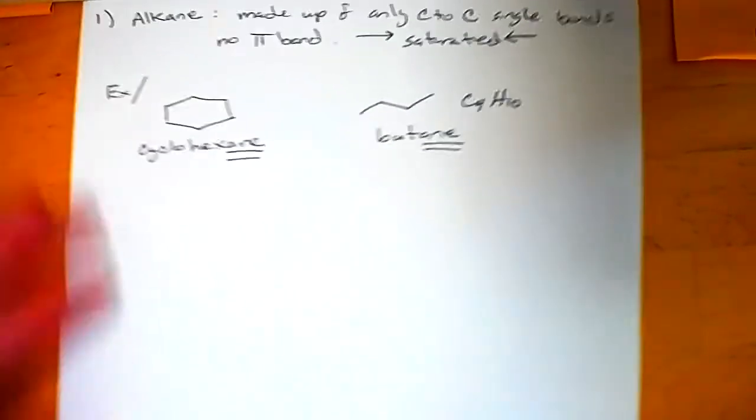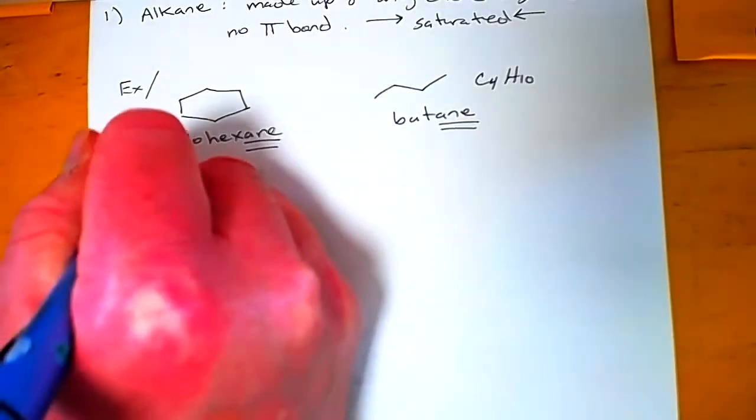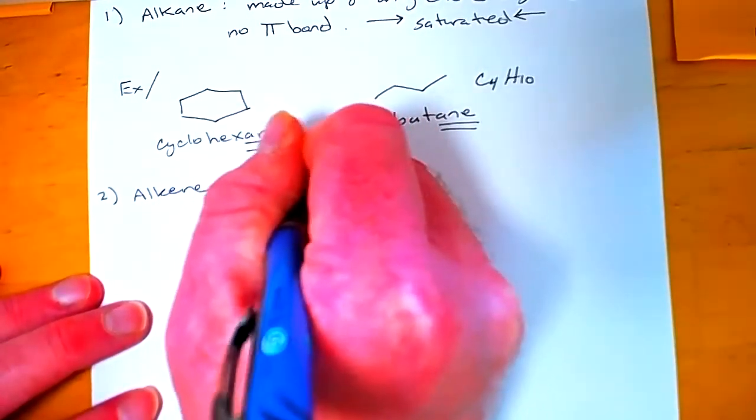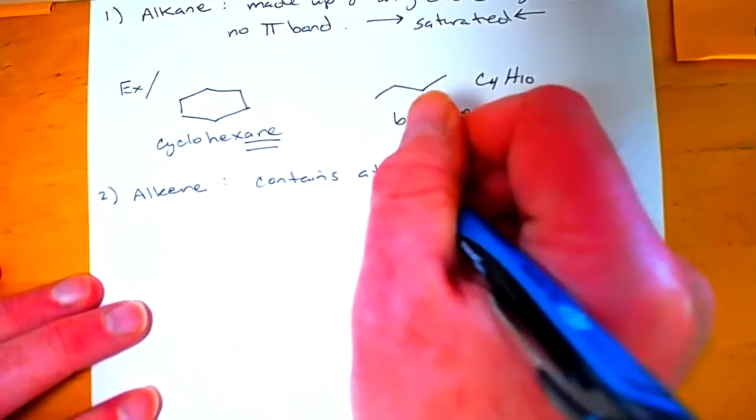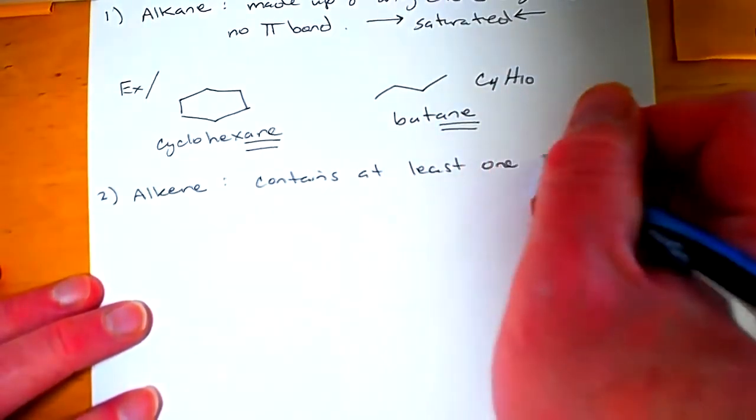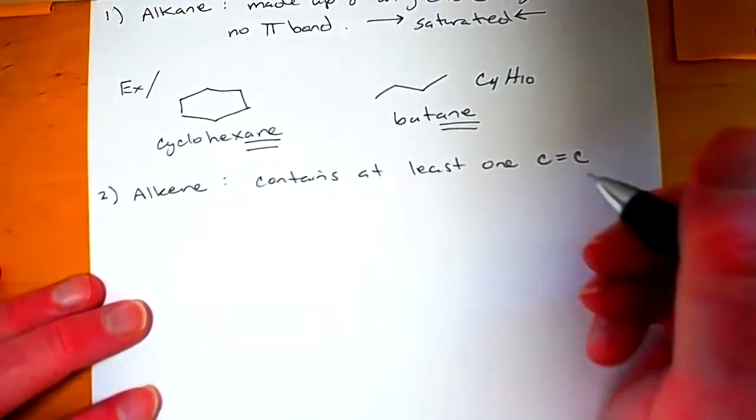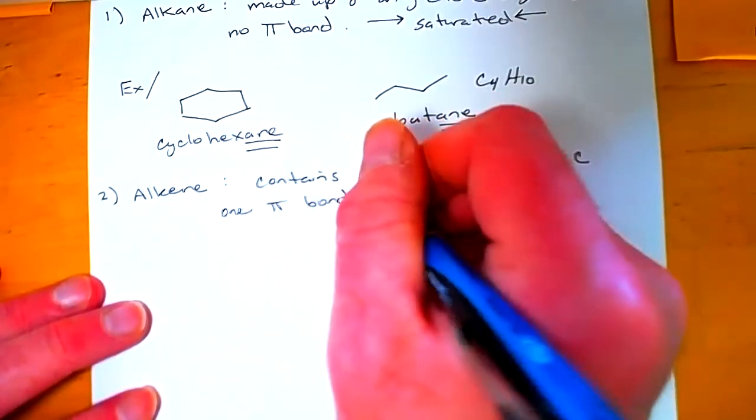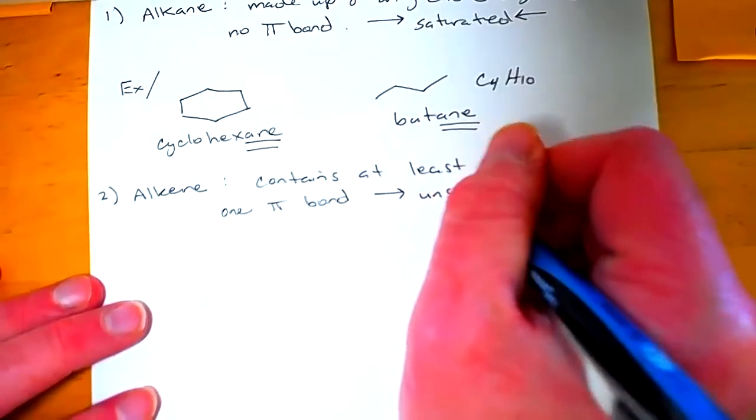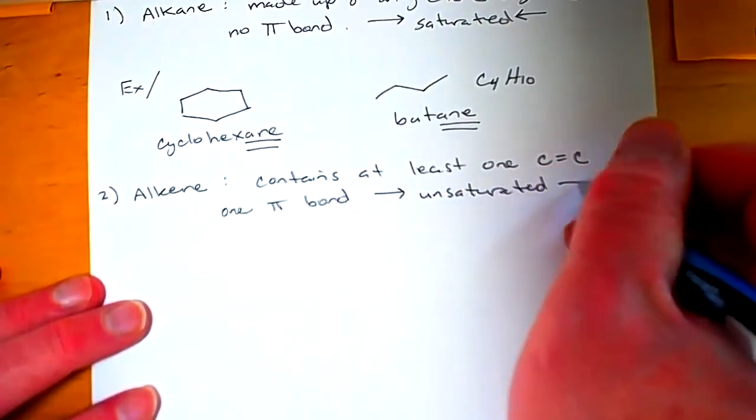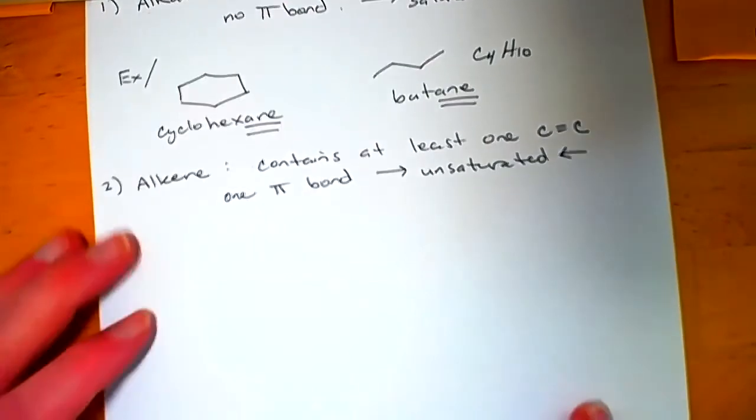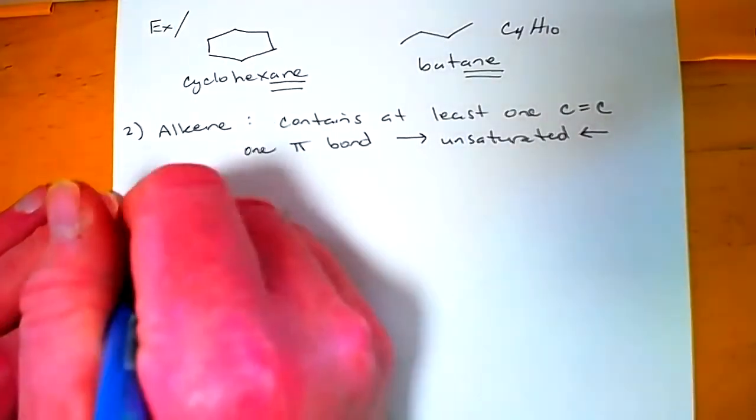Now, for alkenes, which is the second major type of aliphatic hydrocarbon, an alkene contains at least one carbon-carbon double bond, or one pi bond, in its system. And we refer to systems like this as unsaturated, meaning technically you could make more sigma bonds to hydrogens if that wasn't double bonded. So some examples of alkene structures.